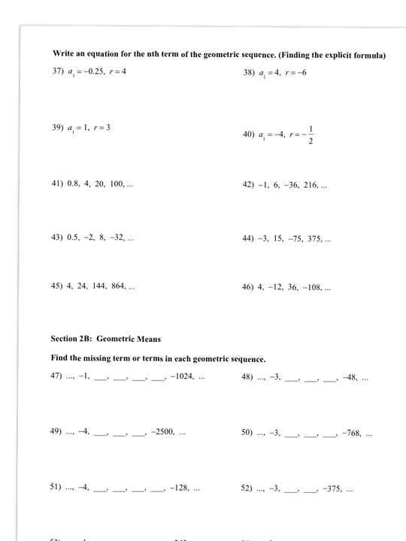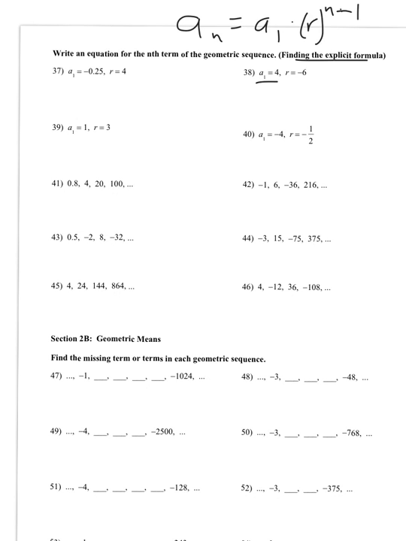Next, we're going to look at number 38 here. We're going to write an equation for the nth term, not the general formula, but a little more specific if we're given a couple of pieces of information. And we call that, again, finding the explicit formula like we did with arithmetic. If you remember, the general formula is a_n equals a_1 times r to the n minus 1 power.